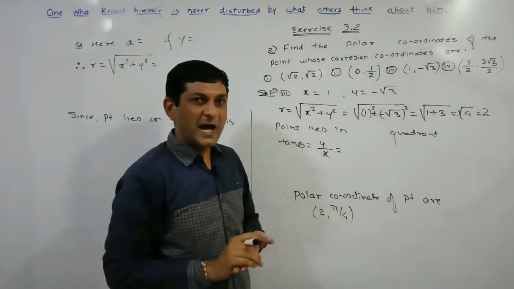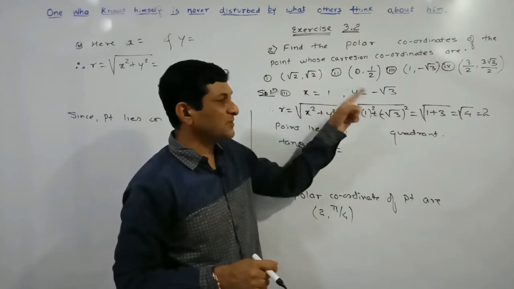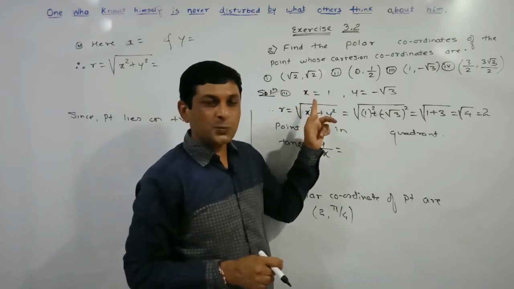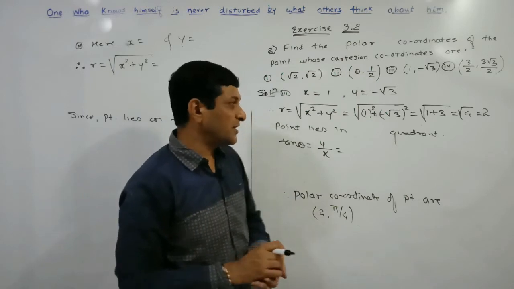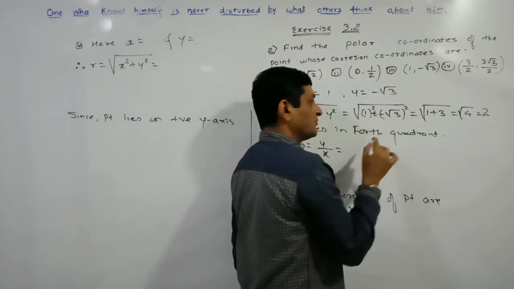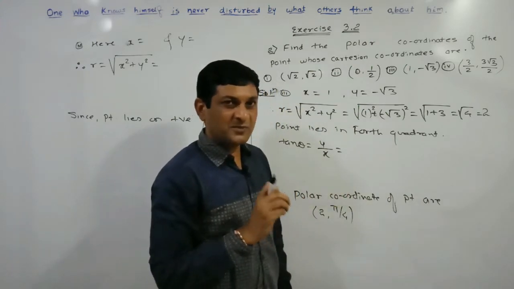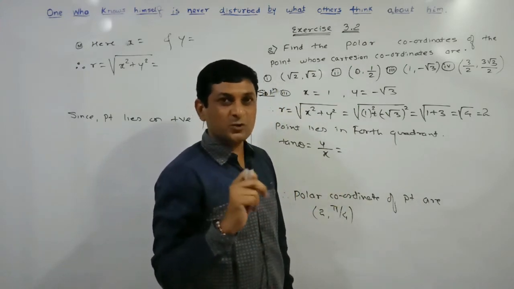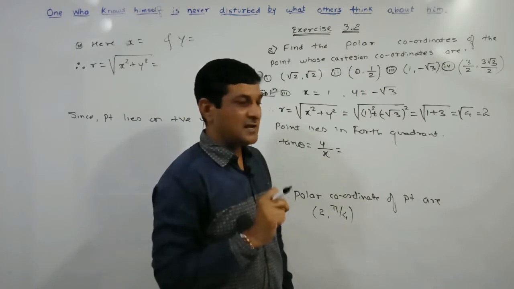Once the value of r is known to us, check in which quadrant the point lies. X coordinate is positive and y coordinate is what? Negative, so we can say that the point lies in the fourth quadrant. So now we are trying to find the value of theta, which lies in between what? Fourth quadrant means in between 270 and 360.